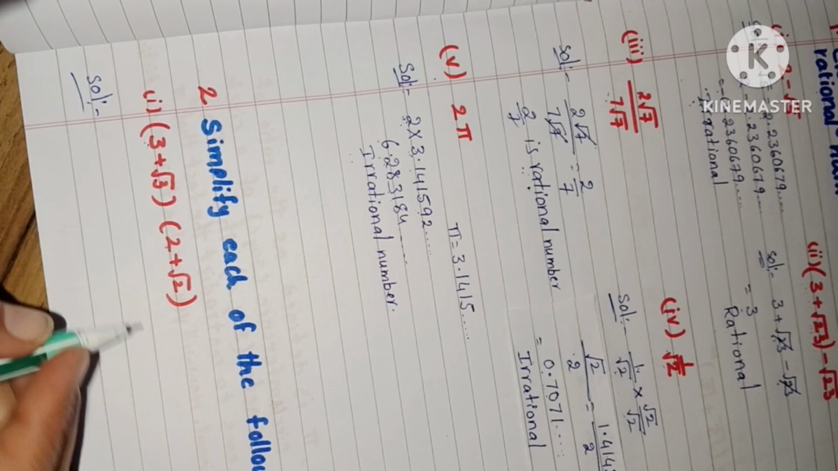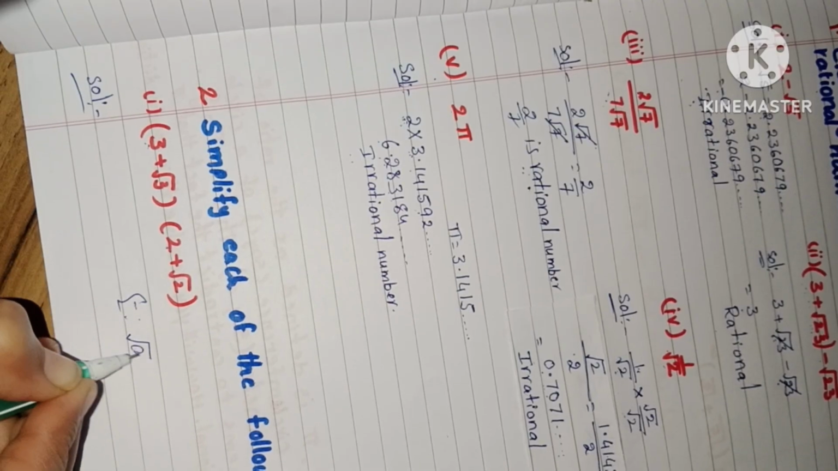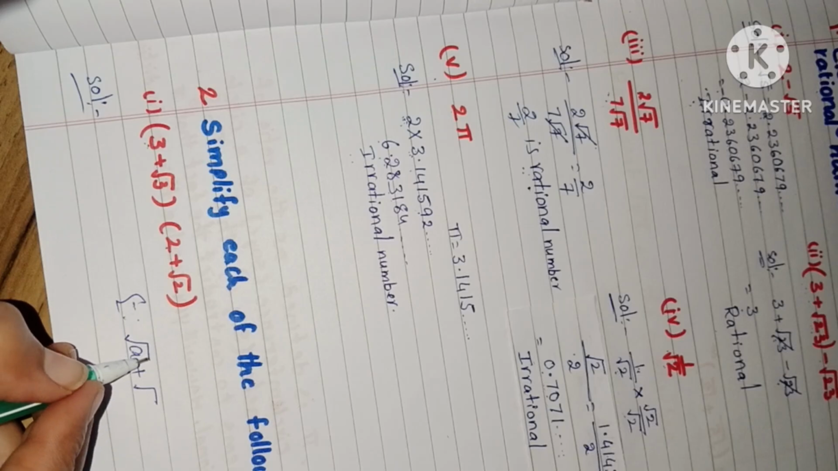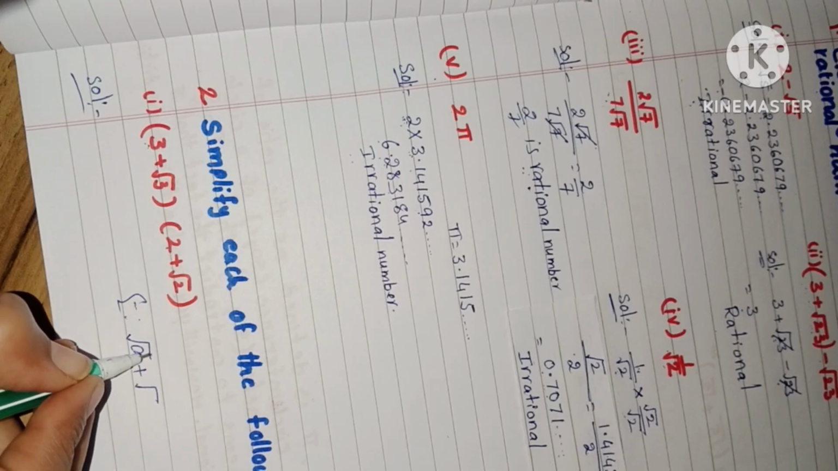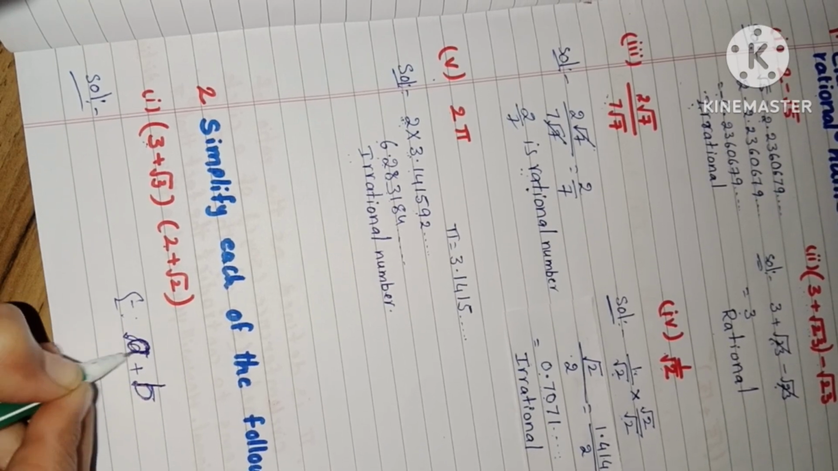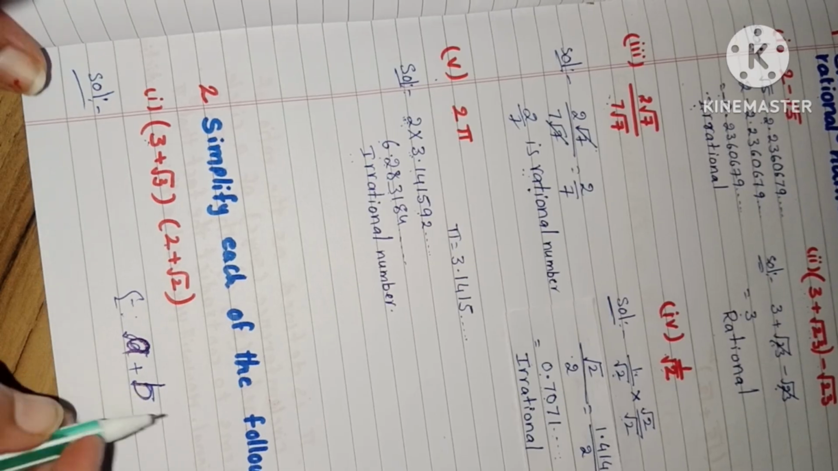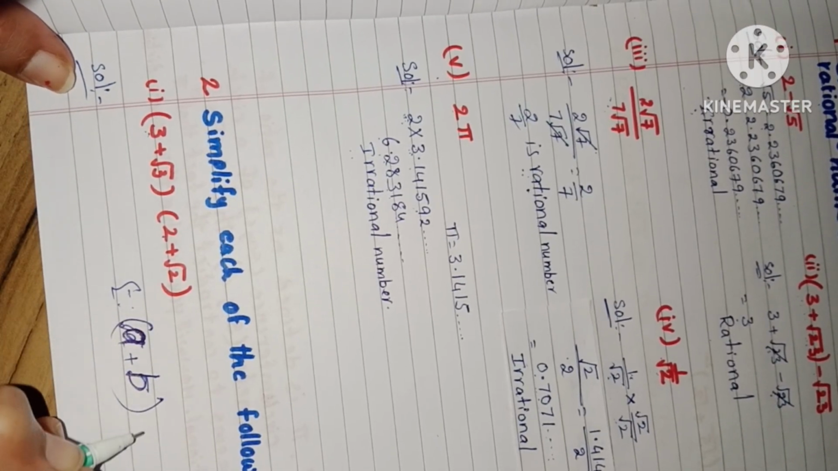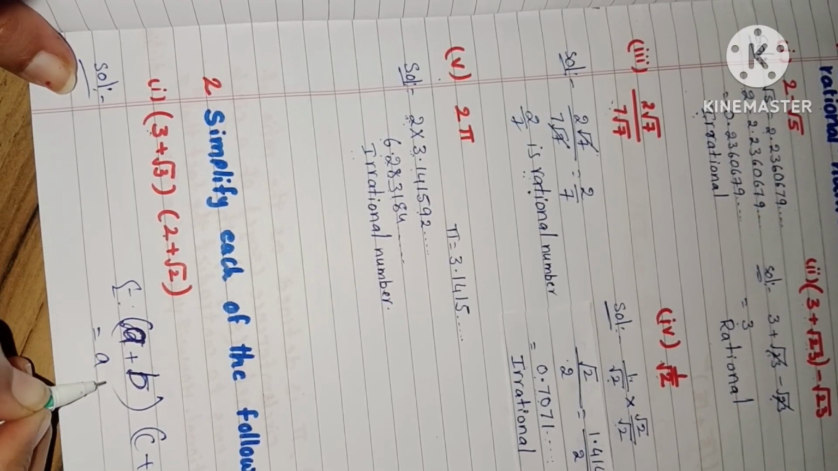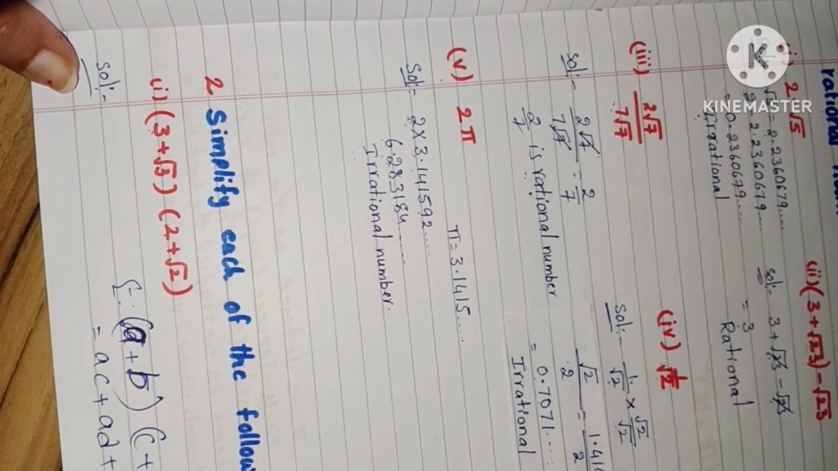plus d. Since we know that a plus b into c plus d equal to AC plus AD plus BC plus BD.